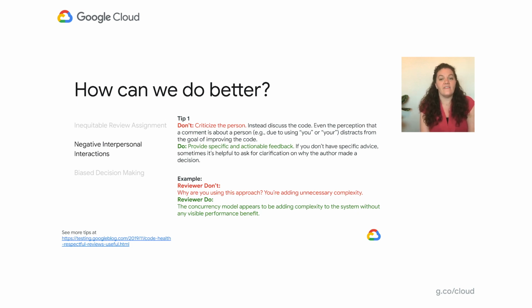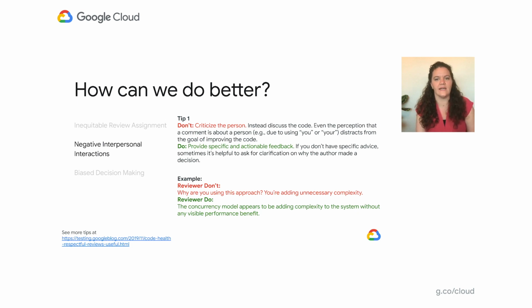The first tip we have has two parts. First, don't criticize the person, instead discuss the code. Even the perception that a comment is about a person can distract from the goal of improving the code. Paired with that, we do recommend that you provide specific and actionable feedback. If you don't have specific advice, sometimes it can be helpful to ask for clarification on why the author made a certain decision. Let's look at an example comment from a reviewer and see how we can revise it to make it more useful and respectful.